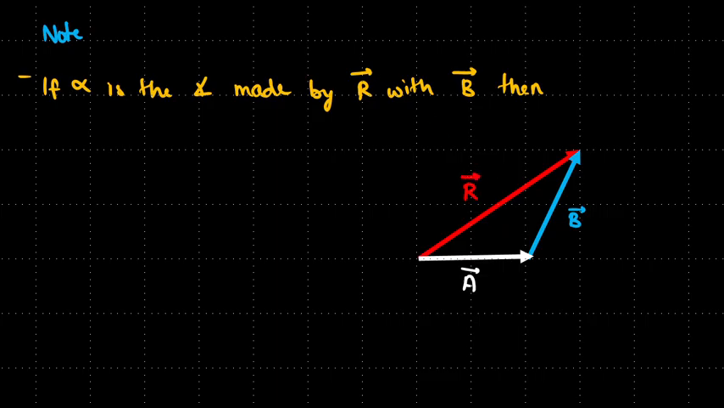So if alpha is the angle made with R and B, is this the angle? Yes, this is the angle alpha. Why? Since it is connected head to head. Here it was a tail to tail connection. That's why we call this angle theta, because the angle between them is measured when you are measuring them tail to tail. This will be theta, this will be alpha.